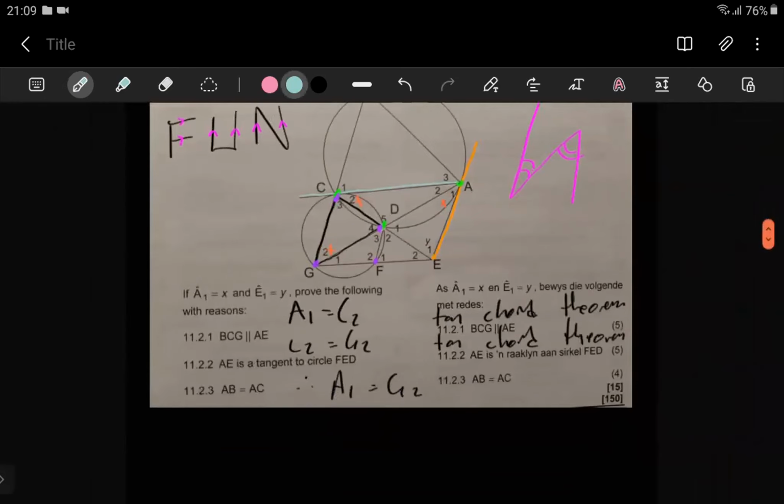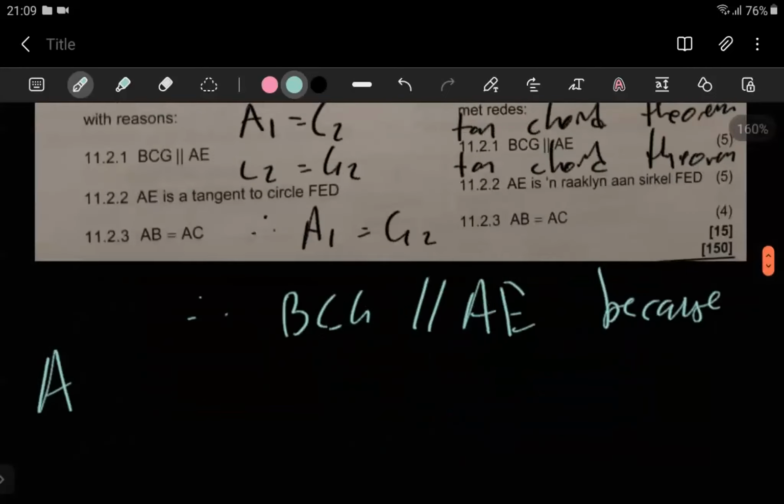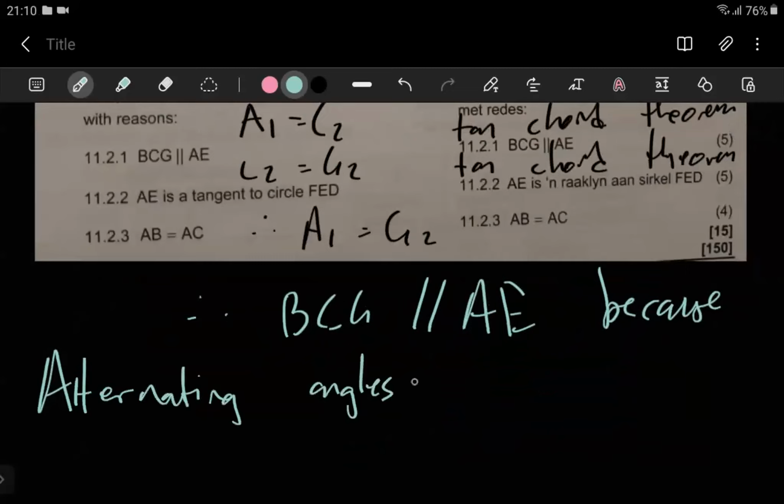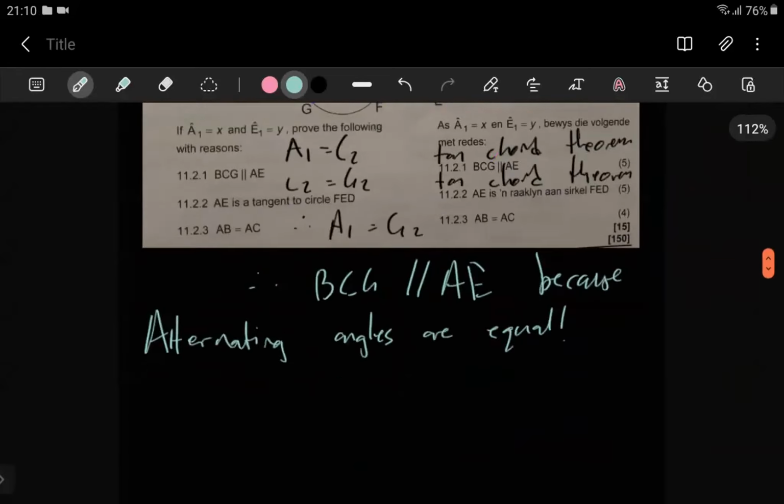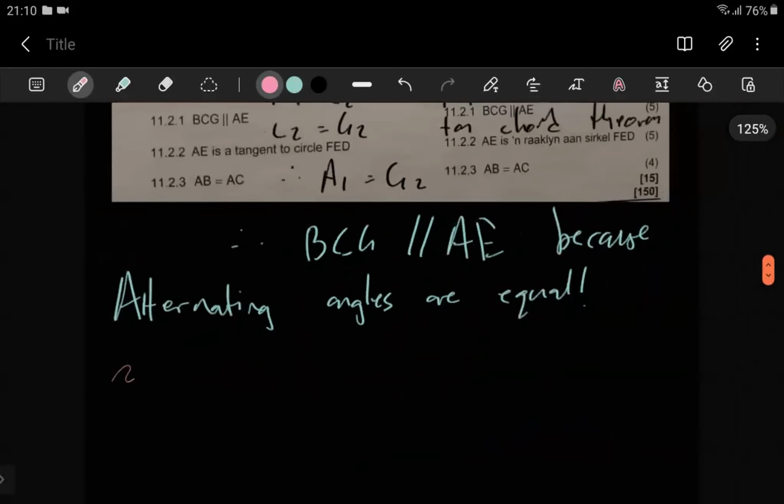So because of our conclusion, we can now say, therefore, BCG is parallel to AE because alternating angles are equal. You see, we have identified alternating angles that are equal to each other. And then you move on. So that's how Euclidean geometry is assessed.